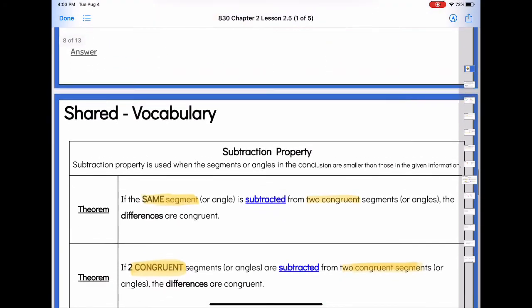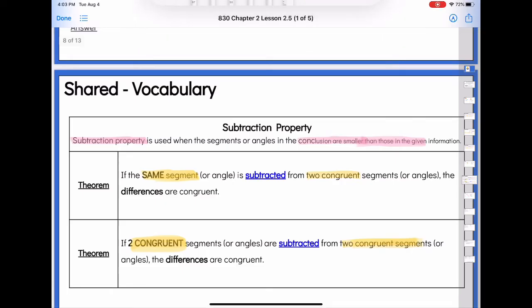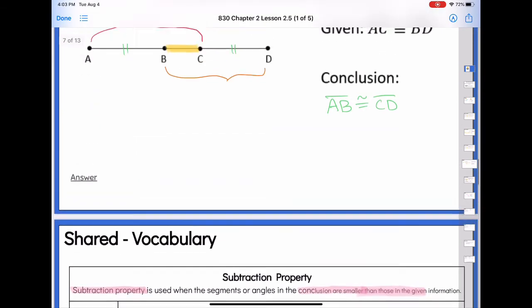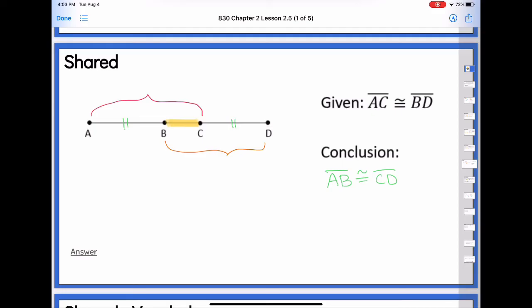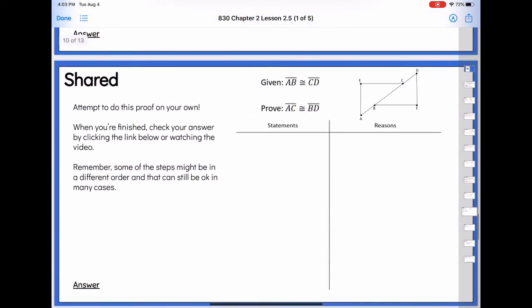And the subtraction property is used when the segments or angles in the conclusion are smaller than those in the given information. So if you're going from bigger to smaller, it's subtraction. If you're going from smaller to bigger, it's addition. These wouldn't be terrible ideas to put on some flashcards. You have a picture that could go with each, and you could flip them over and have the good if-then form on the back with the correct property. This is a good time to make them. Maybe we'll take some time to do that soon, but if you want to get started, this would be a really good chance, because it's easy to get them confused.